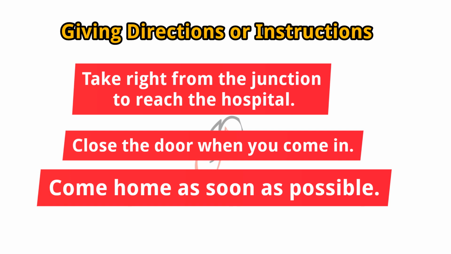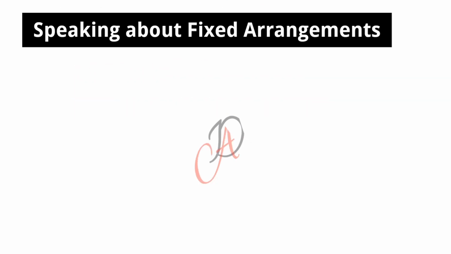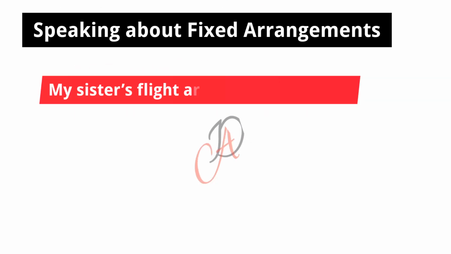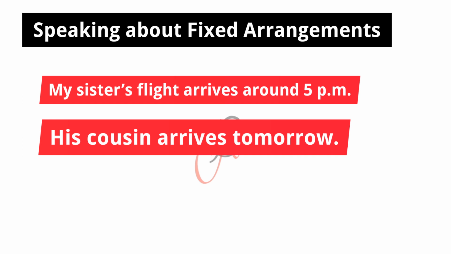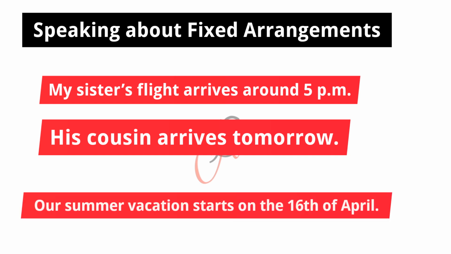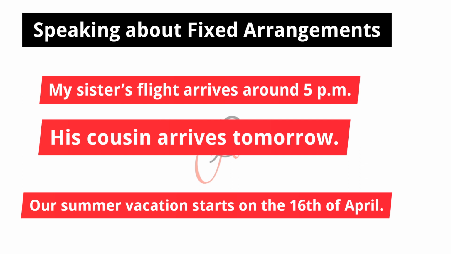Okay, let's move on to the next one. We use simple present tense when we are speaking about fixed arrangements. For example, my sister's train arrives at 5 p.m. And the second example, his cousin arrives tomorrow. And the third example, our summer vacation starts on the 16th of April. In the three examples, the verbs arrives, starts, and arrives are examples of simple present tense, and they are used in simple present tense because all these three sentences speak about fixed arrangements.